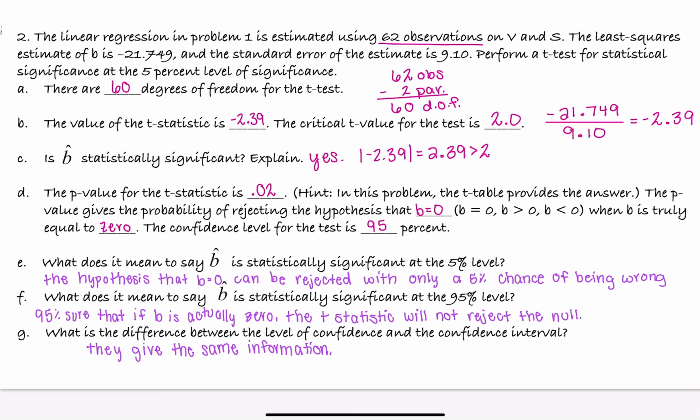The last 3 I've already written out just because I couldn't write fast enough. What does it mean to say that B hat is statistically significant at the 5% level? This is the hypothesis that B equals 0 can be rejected with only a 5% chance of being wrong. What does it mean to say B hat is statistically significant at the 95% level? We're 95% sure that if B is actually 0, the t-statistic will not reject the null. And what's the difference? They give the same information.